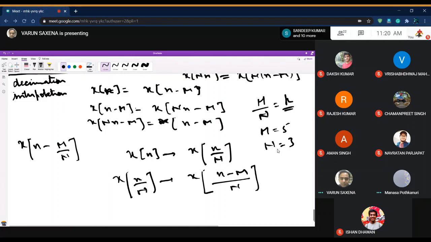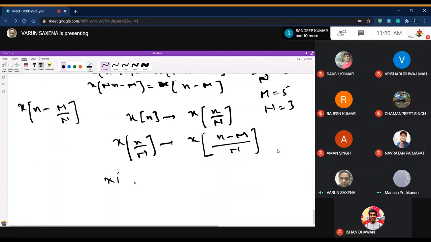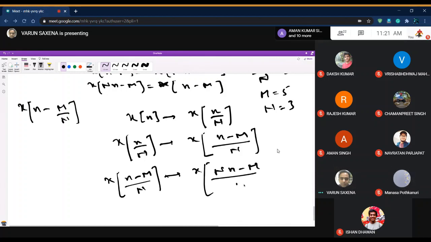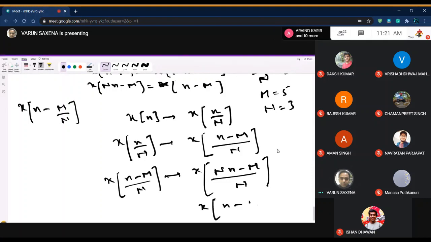Once you have this signal, now you decimate it by N. And once you do that, you're going to get x[n minus M by N]. This is it. So all those people who said that M by N should be divisible and you should get an integer, they're right. But then again I said that I'm not giving any condition.